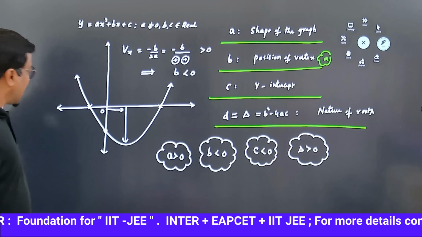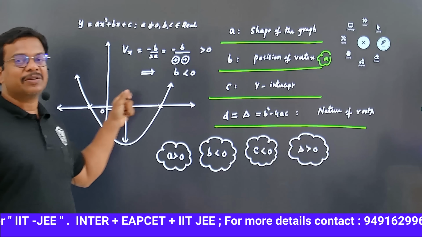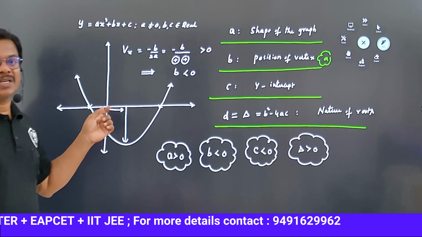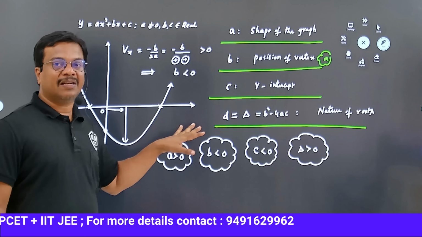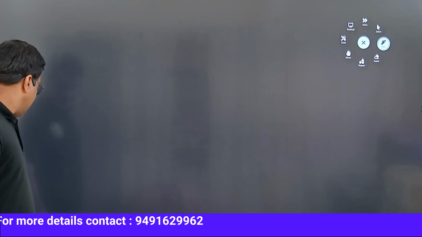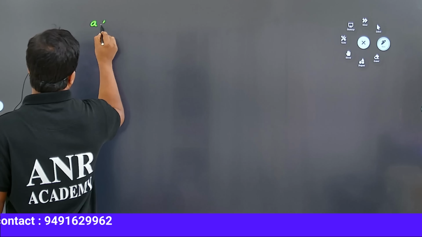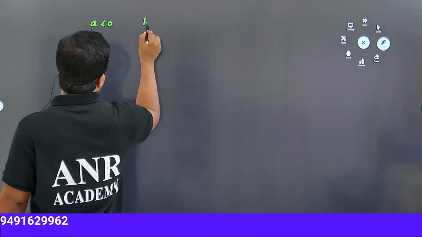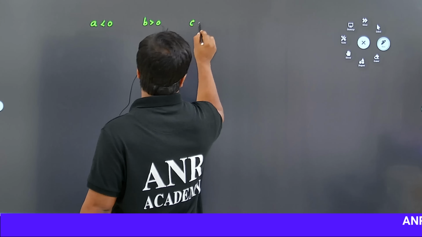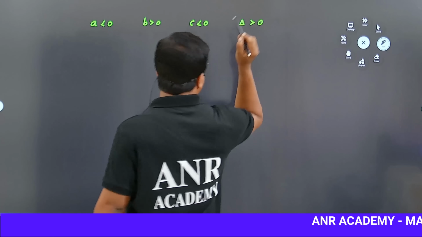Let us discuss another example. Here in this case the graph is given. Here we are going to determine the sign of a, b, c, d. Next, if suppose the signs of a, b, c, d are given, then you have to draw the graph. Let us discuss next. Suppose that a is less than 0, b is more than 0 and c less than 0, discriminant delta more than 0.